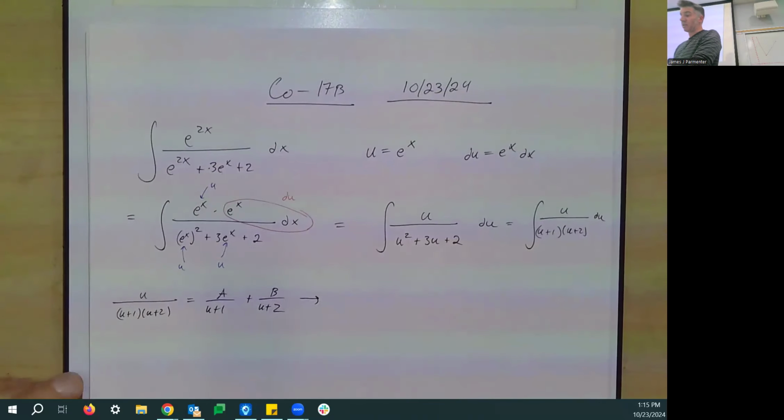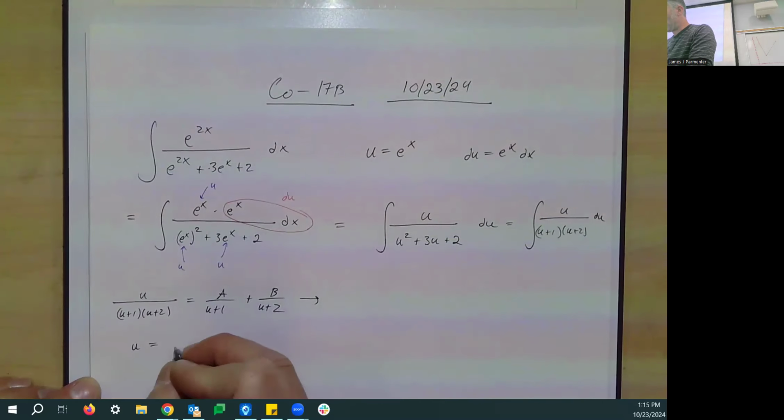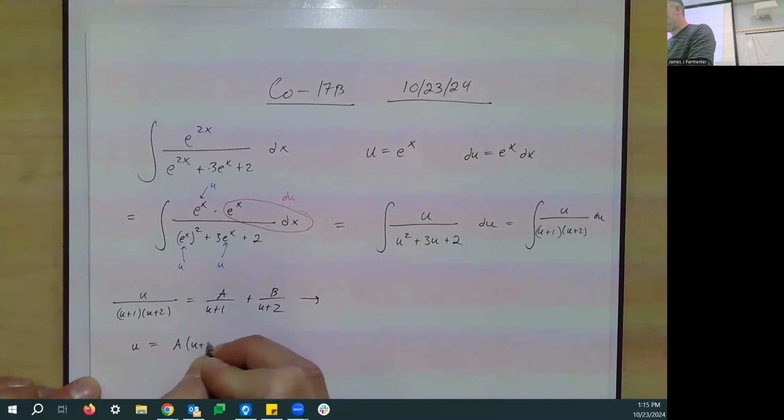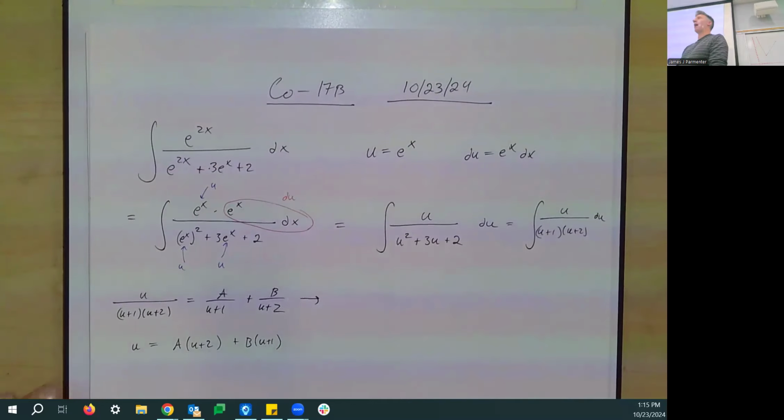We're going to multiply both sides by the common denominator. We're going to get u on the left. We're going to get A times u plus 2 on the right, plus B times u plus 1. I didn't actually write out the step of multiplying by the common denominator, but I think we can all handle multiplying both sides by u plus 1 times u plus 2. Then we start picking convenient values of u.